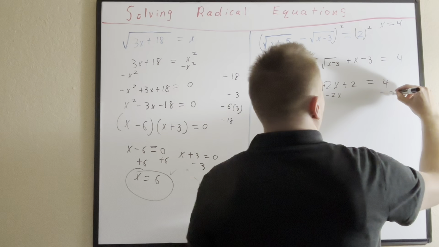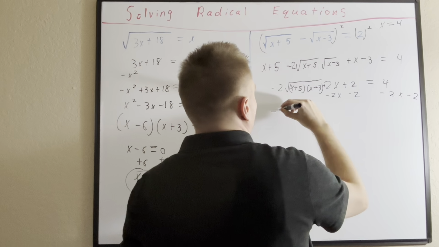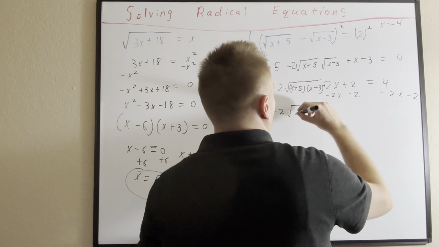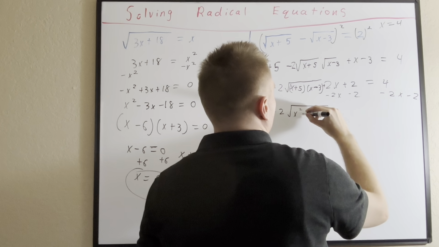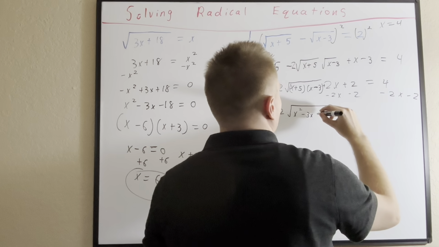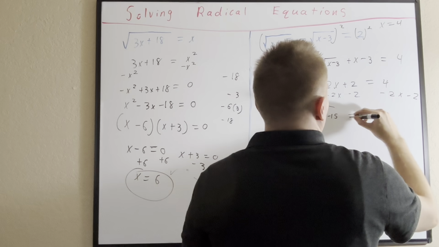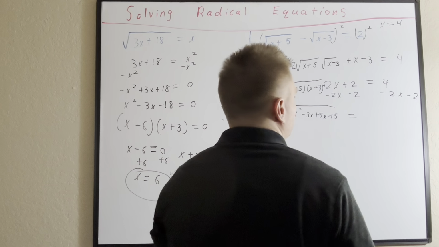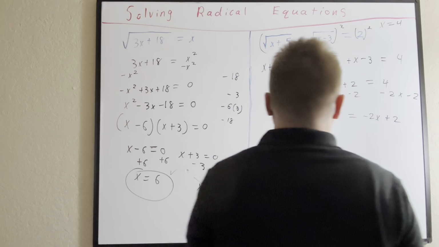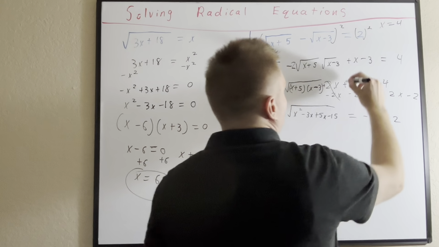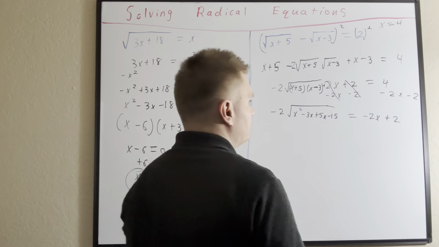Minus 2x both sides. Minus 2 as well. Do 2 steps at once, why not? Negative 2 square root of... Let's just FOIL this out. x squared minus 3x plus 5x minus 15 equals negative 2x plus 2. Because that got rid of that, and that combined with the plus 4 is plus 2. Okay.